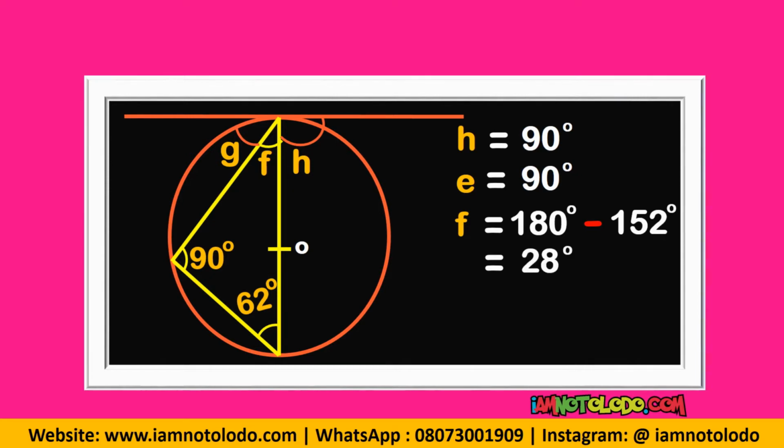So now that we have found the value of F, it is easier for us to find the value of G, because G plus F must be 90 degrees. So all we have to do is subtract 28 from 90 degrees. So G equals 90 degrees minus 28, which will give us 62 degrees. Do you understand? Good. Did you get it right? Good.